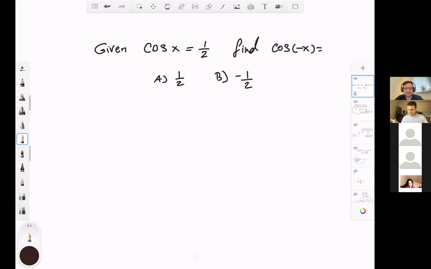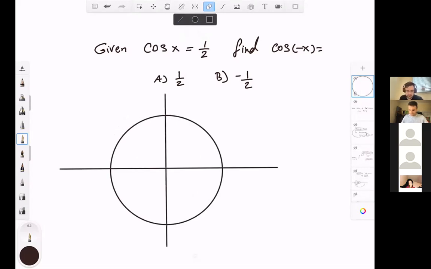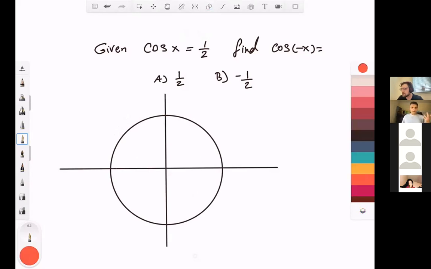So we have a circle, and we have our x and y axis. Good. Again, 1/2 is something that we like. It's like 60 degrees. So I'm going to make a 60 degrees here. This is 60 degrees. I'm going to call it x. Cosine of this is 1/2.